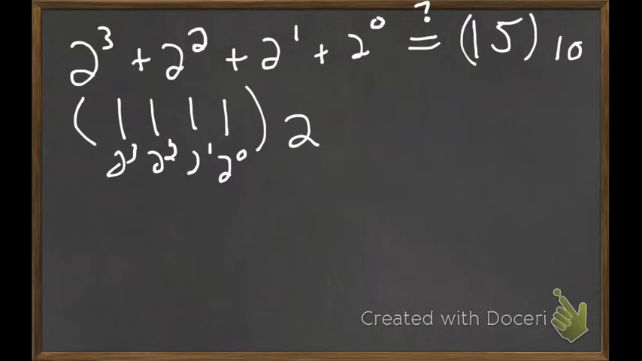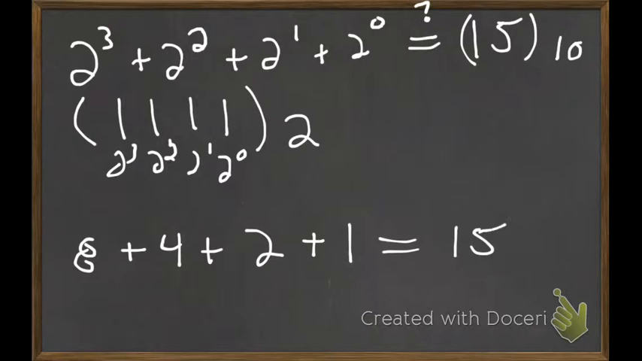And right here I'm saying that 2 to the 3 plus 2 to the second plus 2 to the 1 plus 2 to the 0, does that equal 15 base 10? So let's evaluate that. 2 to the 3 is 8, 2 to the second is 4, 2 to the 1 is 2, and 2 to the 0 is 1. So 8 plus 4, that's 12, plus 2 is 14, plus 1 is in fact equal to 15. So we know that this binary representation here is in fact the representation for 15 base 10.